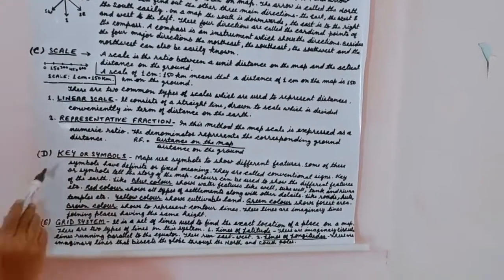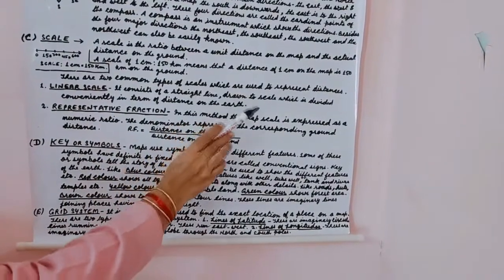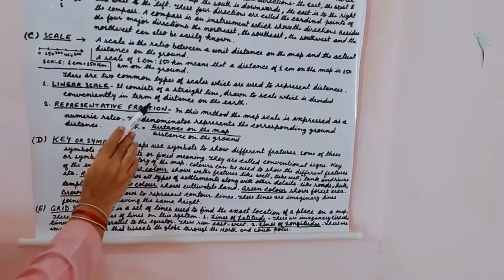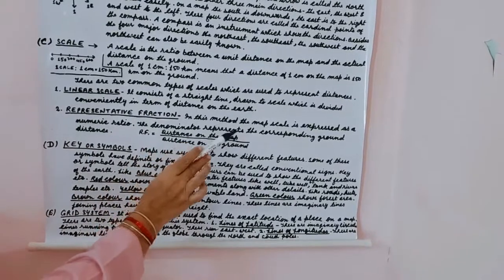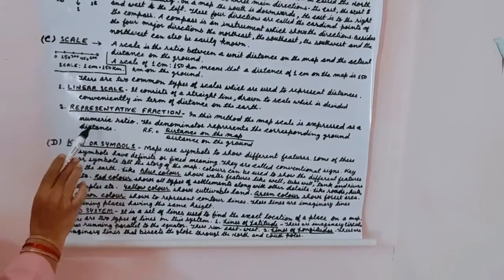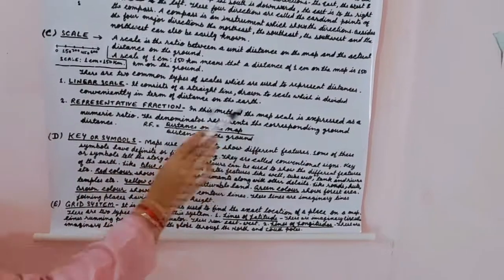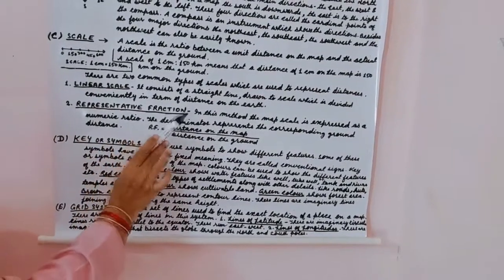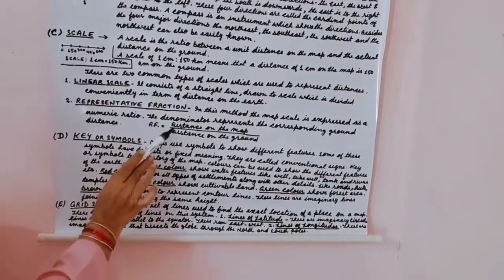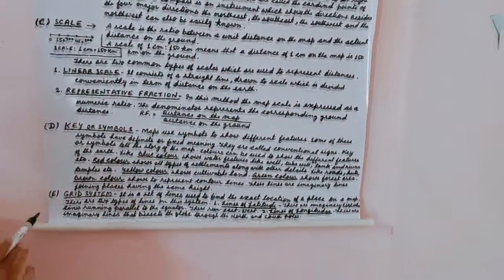Number 1. Linear scale. It consists of a straight line drawn to scale which is divided conveniently in terms of distance on the earth. Number 2. Representative fraction. In this method, the map scale is expressed as a numeric ratio. The denominator represents the corresponding ground distances. RF means representative fraction. RF is equal to distance on the map upon distance on the ground.